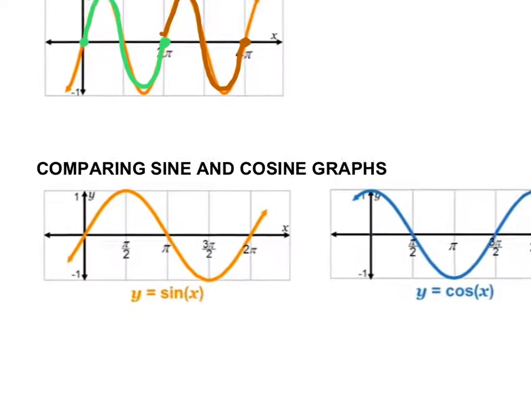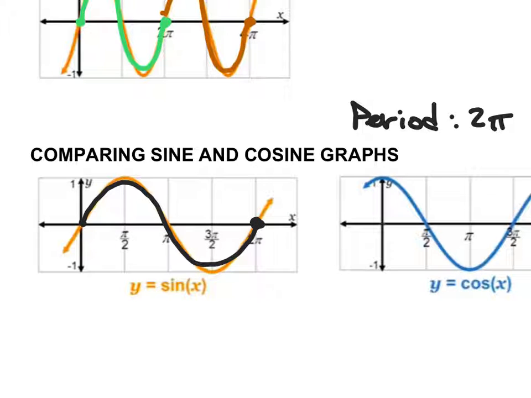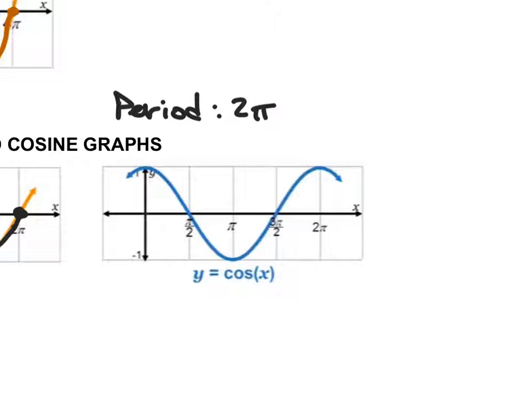Both of these regular graphs have a period of 2 pi. Meaning that if we have this generic length here, we're going to have this period of 2 pi, and then that will repeat. So that happens for the sine function, and it also happens for your cosine function, where one cycle repeats after 2 pi.